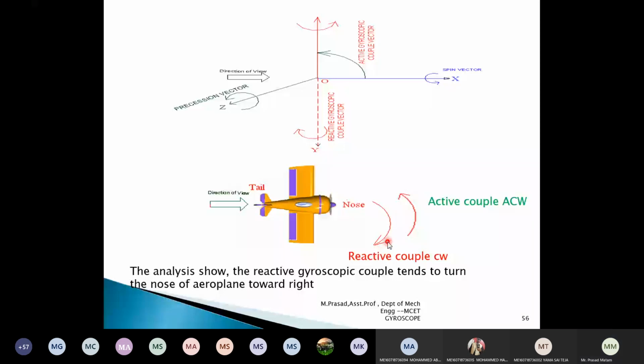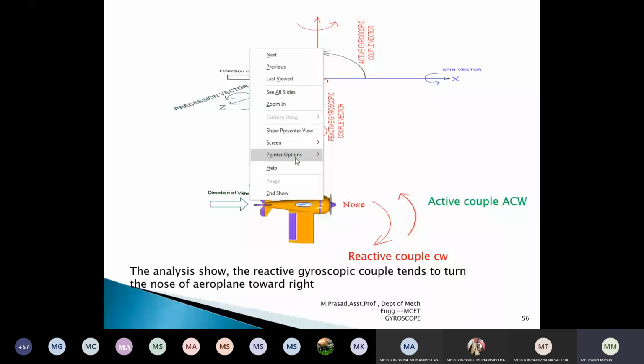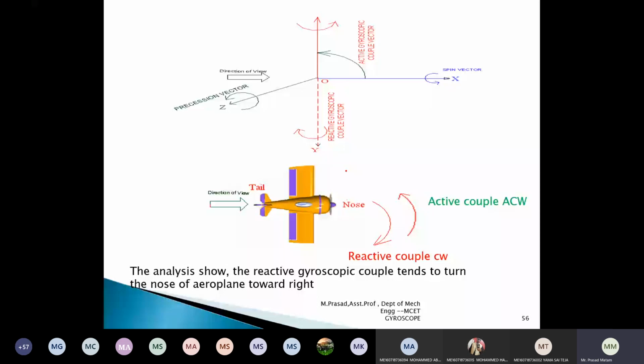If you see, let me explain clearly. This is my left turn and right turn. How is the active couple moving? The active couple starts from the left side to the right side. Means from the left side, the active couple tries to rotate in anti-clockwise direction. I want to say it in clockwise and anti-clockwise. If you see here, this shows my anti-clockwise direction.